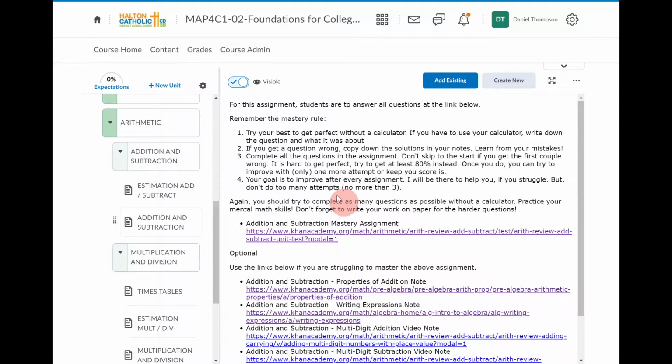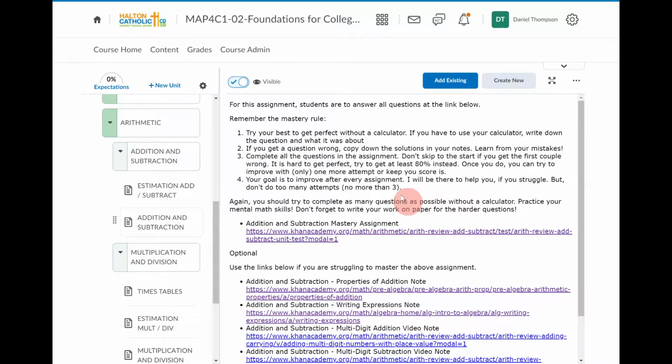When you go through questions, your goal is to get perfect, and your goal is to get perfect without a calculator. Now, if you have to use a calculator for any of the questions, please just write in your notes what the question was about, and why you had to use the calculator. You don't even have to give the reason, but just keeping track of how many questions you had to use the calculator for helps me know where you're at with, let's say, your addition and subtraction skills, if you're struggling or whatnot.